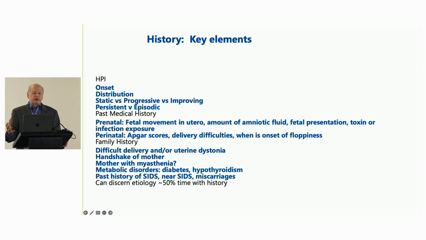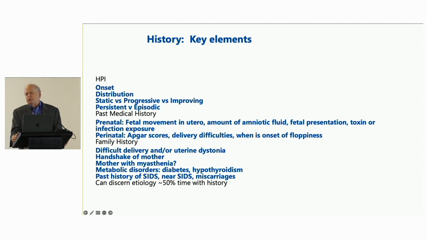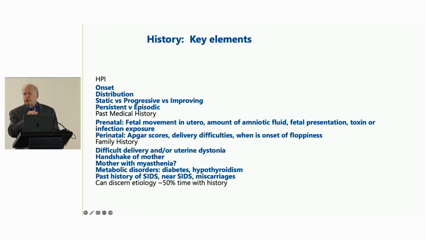And then there are aspects of the history. First, is there anybody else in the family who's had this? And sometimes you have to be a little creative. They may not say yes, they have hypotonia, but you can ask, well, is there anybody who's struggled in school? Is there anybody who, did you have a relative that died when they were very young? Is there anything in there that would suggest that there's a family history?